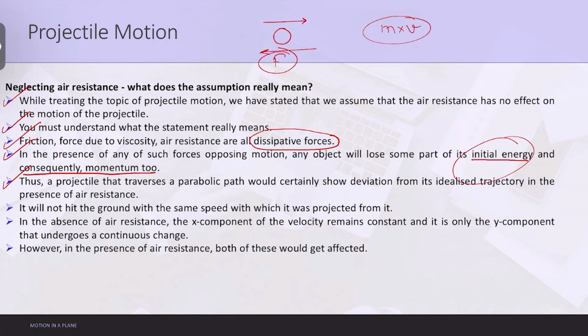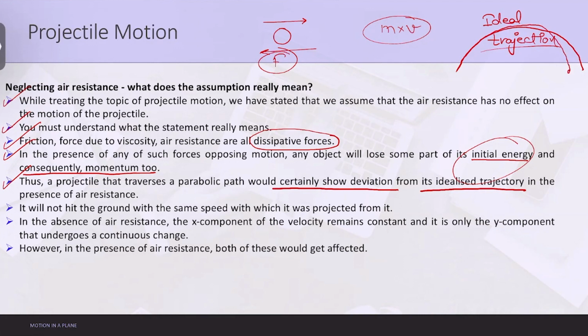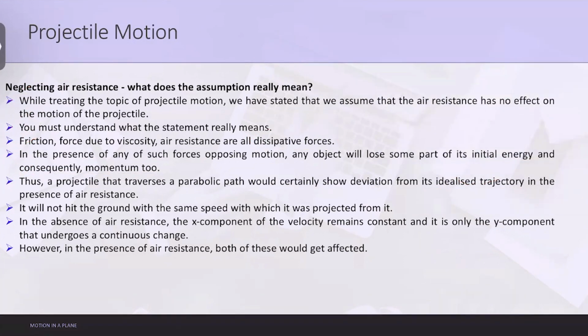Thus, a projectile that traverses a parabolic path would certainly show deviations from its idealized trajectory. This is an idealized trajectory, correct? If there were a dissipative force, the energy may change. There will be loss, so the path would go in this fashion, or in this fashion, depending upon the resistive force acting upon it. So it will not hit the ground with the same speed with which it was projected.